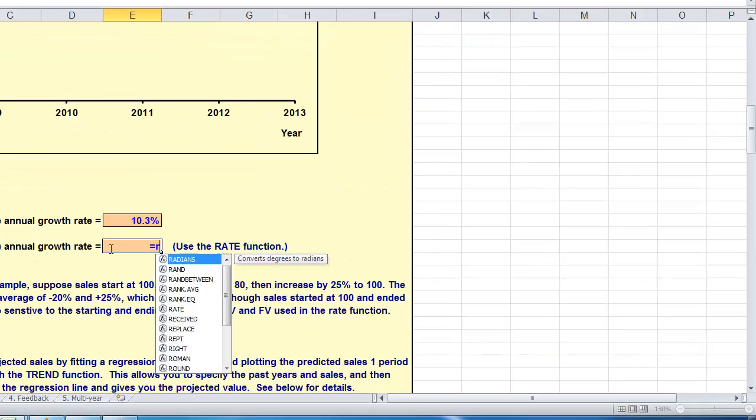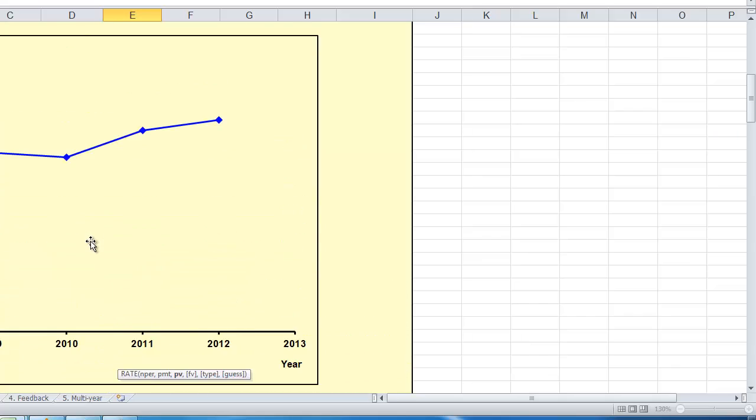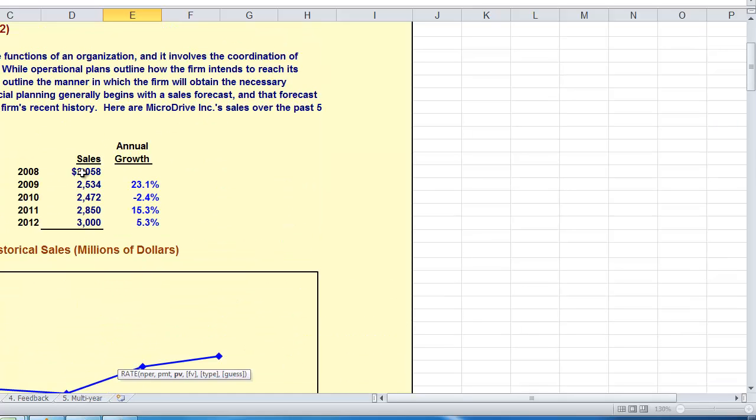So in here I'm putting an equals rate. The number of periods is 4 because we have 4 growth periods. Our payment is 0. Our present value, we'll put this in as a negative, otherwise it'll just give us an error, is going to be the sales for 2008. And then our future value is the sales for 2012.